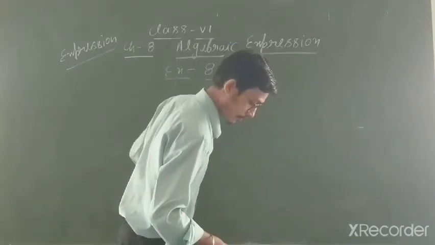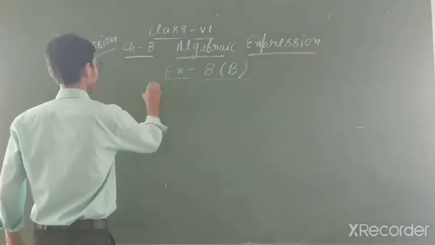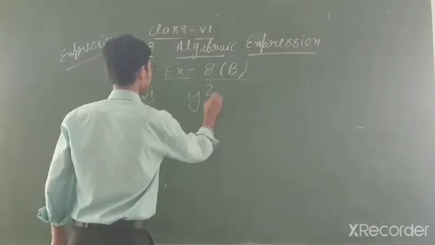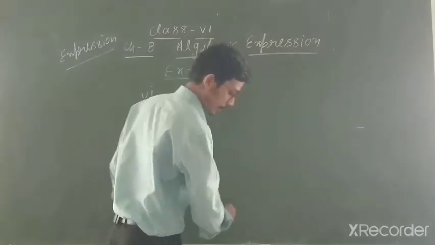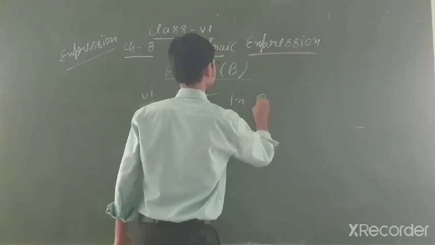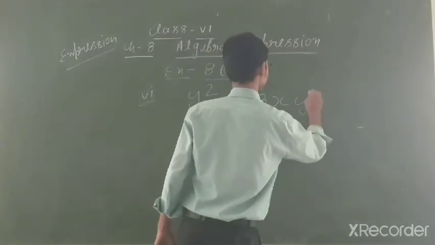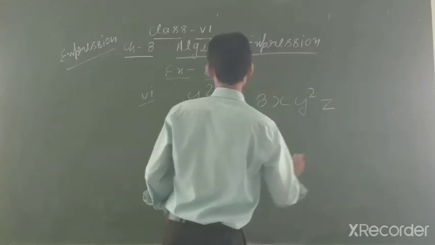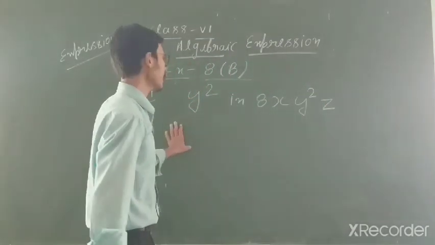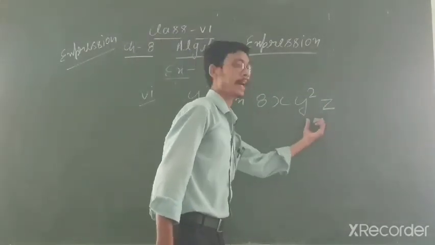Now again I am going to explain another example and the rest of the questions I think you will solve. You can solve yourself. Like it is given, question number 6. Coefficient of y square in 8xy square z. Clear student? What is given? You have to find out the coefficient of y square in 8xy square z.